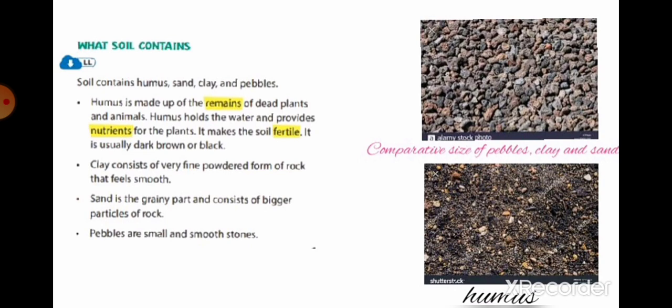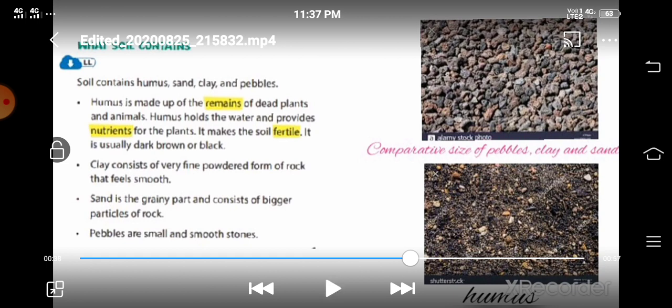Clay consists of very fine powder form of rocks that feels smooth. You all have touched clay and you know its smooth texture. Sand is the grainy part of the soil and consists of bigger particles of rock. Pebbles are small and smooth stones. Remains means small parts of dead plants and animals, which are present in the humus.